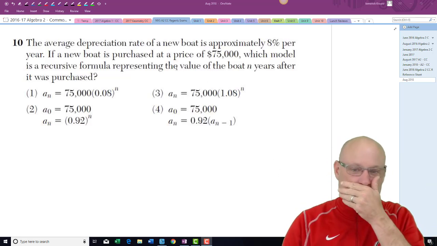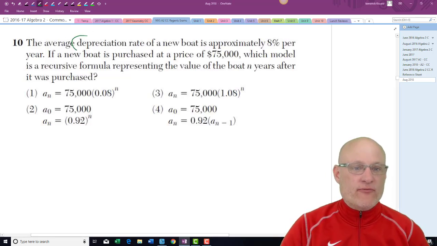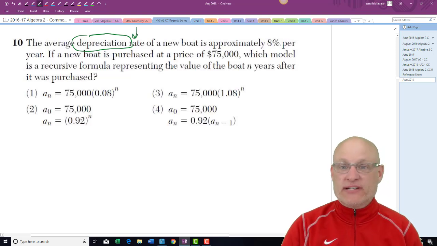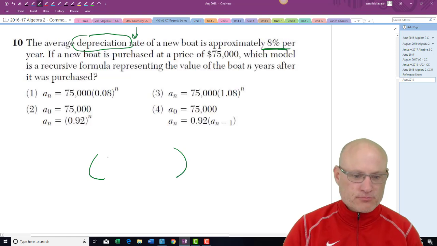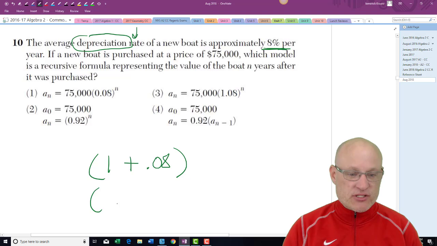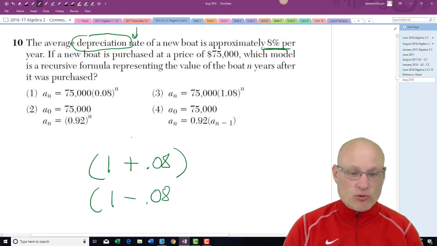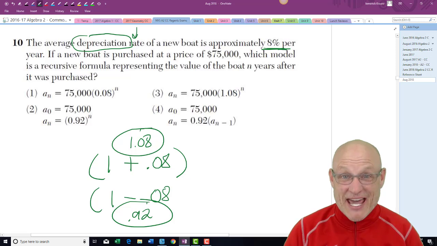Okay, let's talk about this. The average depreciation. Depreciation, by the way, is a vocabulary word, means to go down. So we're going to go down by 8%. Now remember, when we're doing exponential growth, if it's growth, we're going to add 8%. If it's decay, we're going to subtract 8%. So this would be 1.08 for growth, and this would be 0.92 for decay.